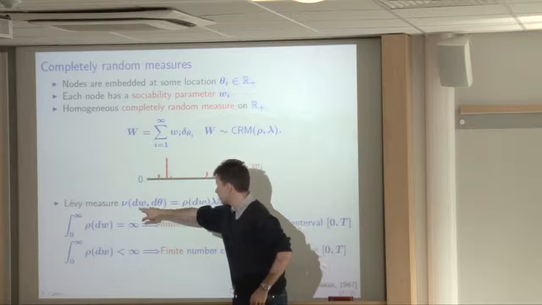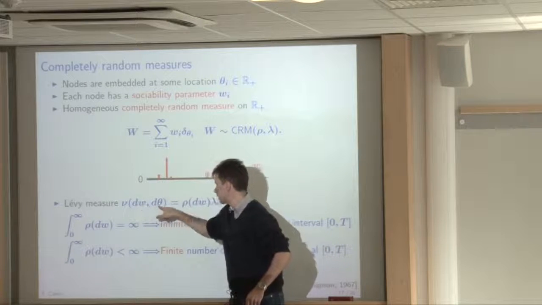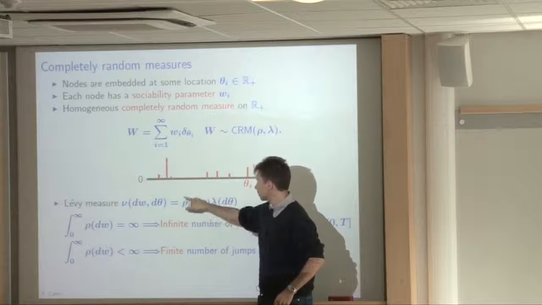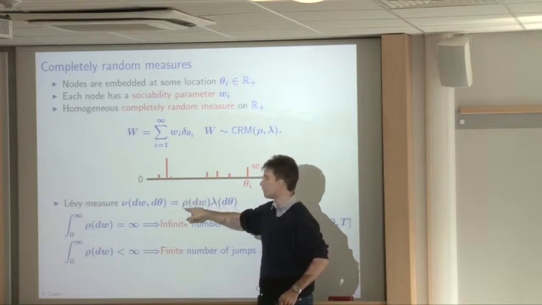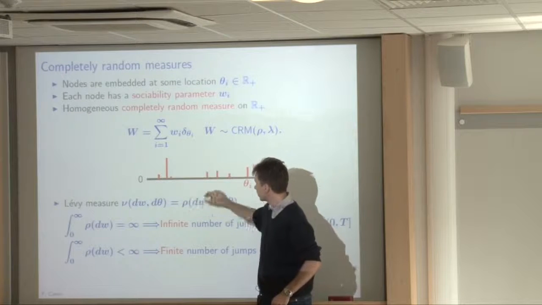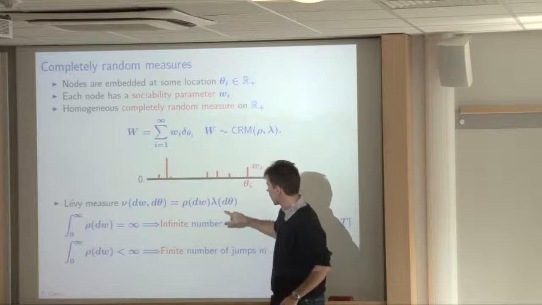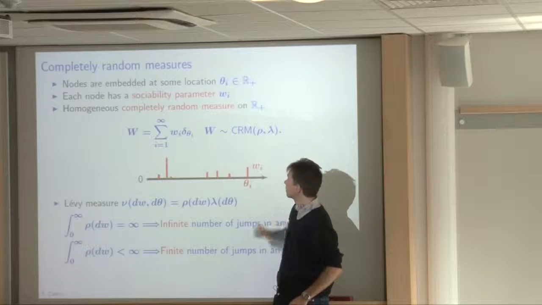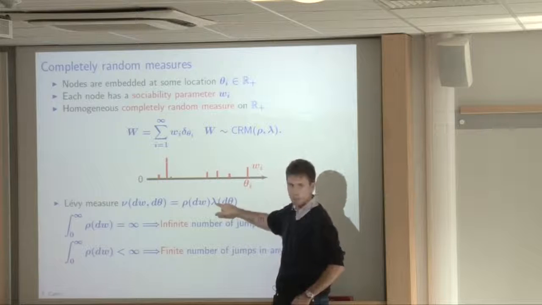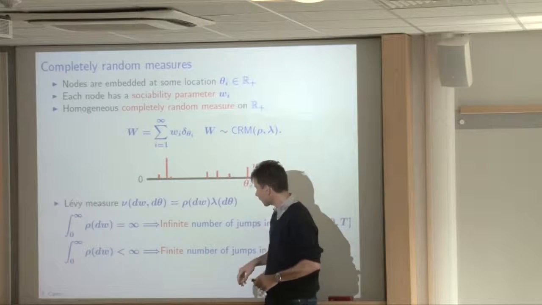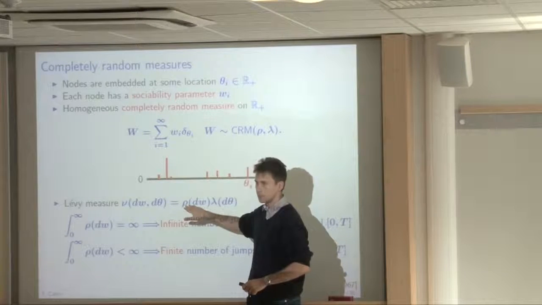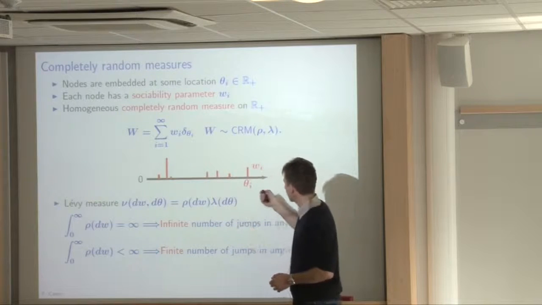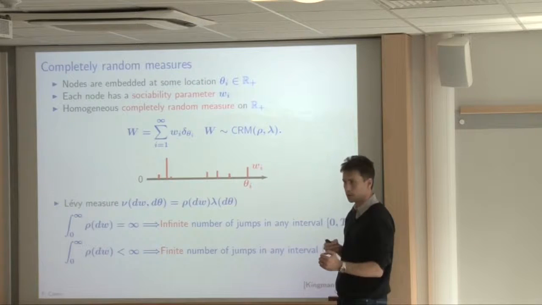Where the Levy measure nu of dw d theta decomposes as some Levy measure rho that will tune the jumps, and another part that will just tune the location of the nodes. So here lambda is just the Lebesgue measure. Okay, so the important part is rho here, that will tune the distribution on those sociability parameters.